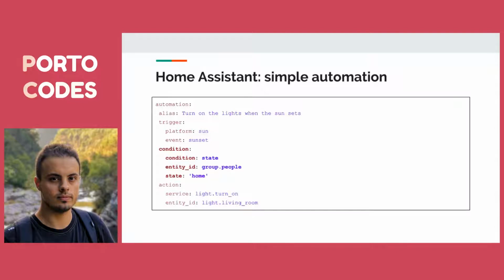We can add people or devices to a group. For example, you can have your mobile phone that is detected when it connects to Wi-Fi and add it to the people group. And this group will be in the state home when someone is home. When someone in the group is home, the group is on. So with this, the action will only be executed if this condition is met.